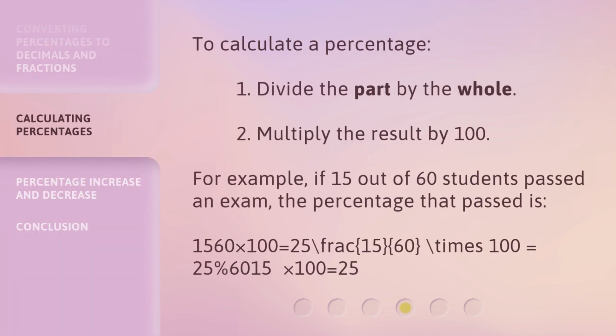To calculate a percentage: 1. Divide the part by the whole. 2. Multiply the result by 100. For example, if 15 out of 60 students passed an exam, the percentage that passed is 15/60 times 100 equals 25%.